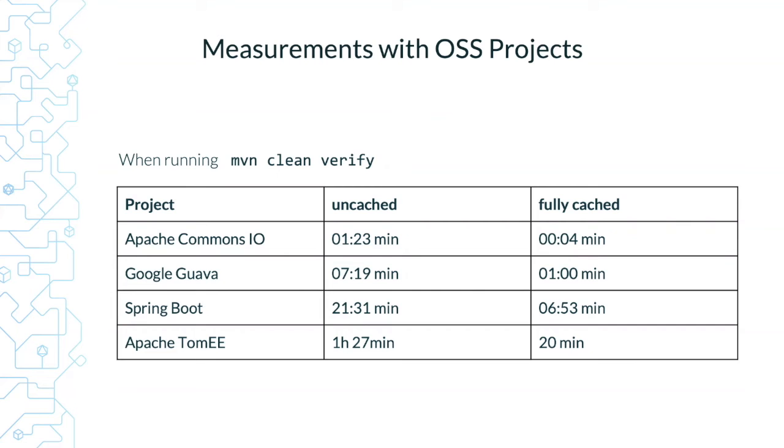And in this case, the Commons IO, which is a Java project, we were able to bring a cached build from a minute and 23 seconds down to 4 seconds. Okay, so the Commons IO developers now, when they're waiting on feedback, their feedback happens a lot faster. The Google Guava library, I want to say we've made this even better now, but still impressive, taking from 7 down to 1. Spring Boot, Spring Framework, and you can see these results. In fact, it's our demo, down from 21 to 6. And the Apache TomEE project, down from a 1 hour and 27 minute build down to 20 minutes.